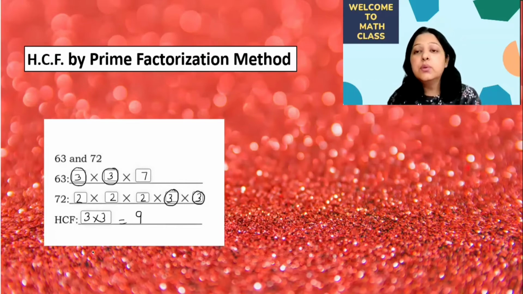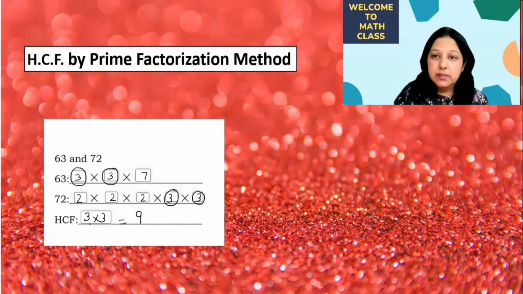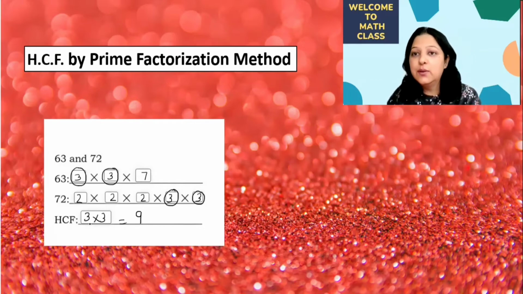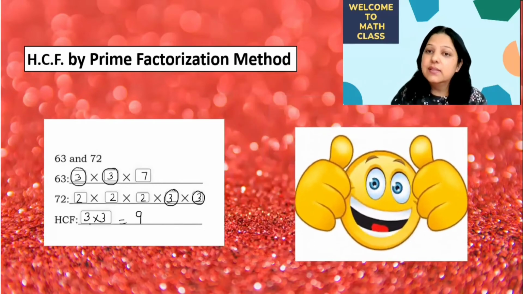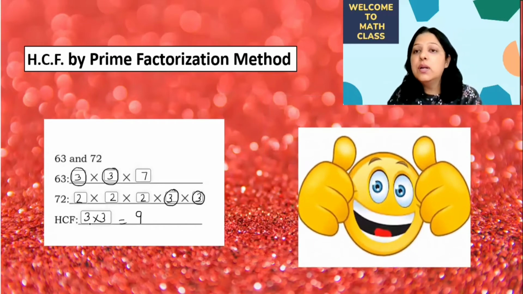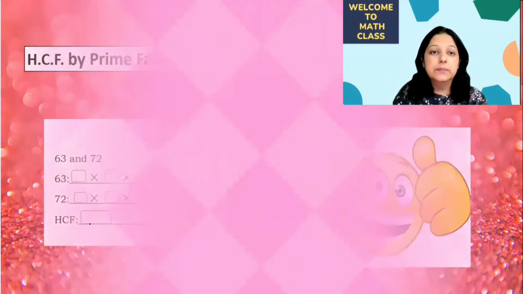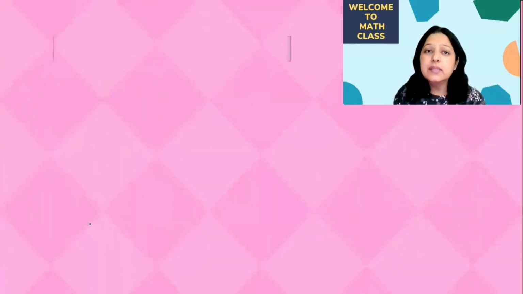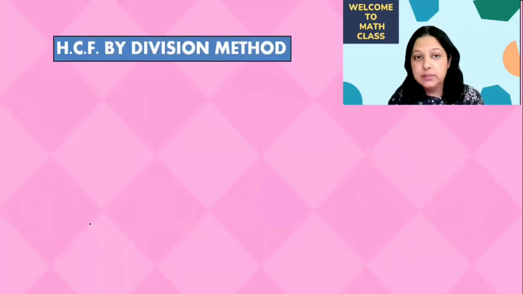So in this way, you can find the HCF quickly by prime factorization method. So let us check whether our answer is correct or not. Yes, our answer is correct. So this is called HCF by prime factorization method. Next method. Next is HCF by division method.